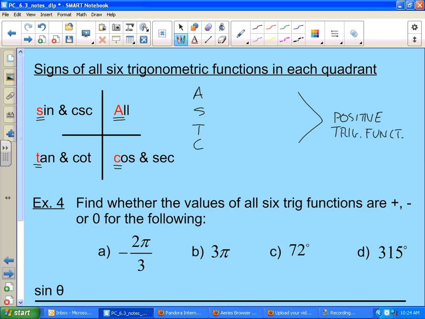Whatever that trig function might be, some of them are going to be positive, some of them are going to be negative, except for the case of quadrant 1 where they're all positive. Now, there is an acronym floating around that says ASTC can be remembered by "all students taking calculus," but I prefer the "all supports the covers" acronym.